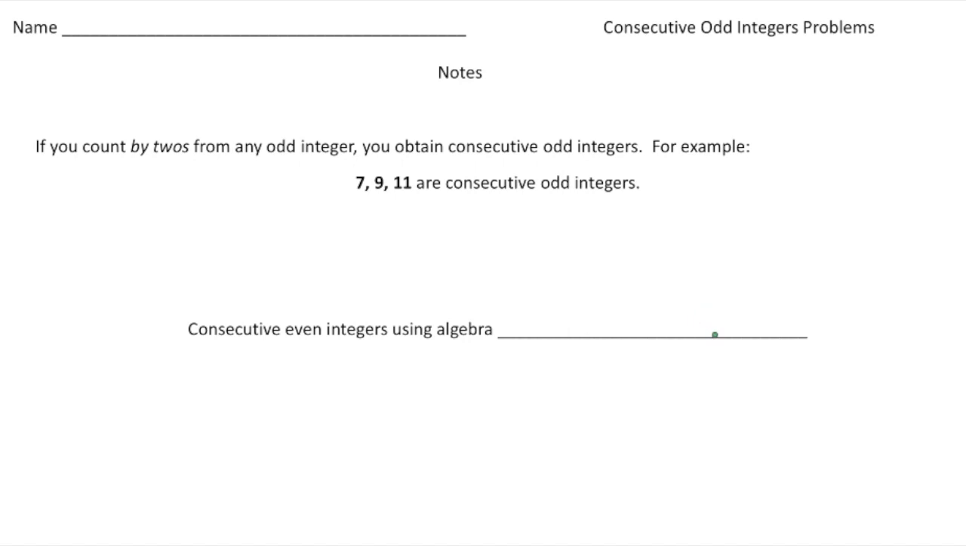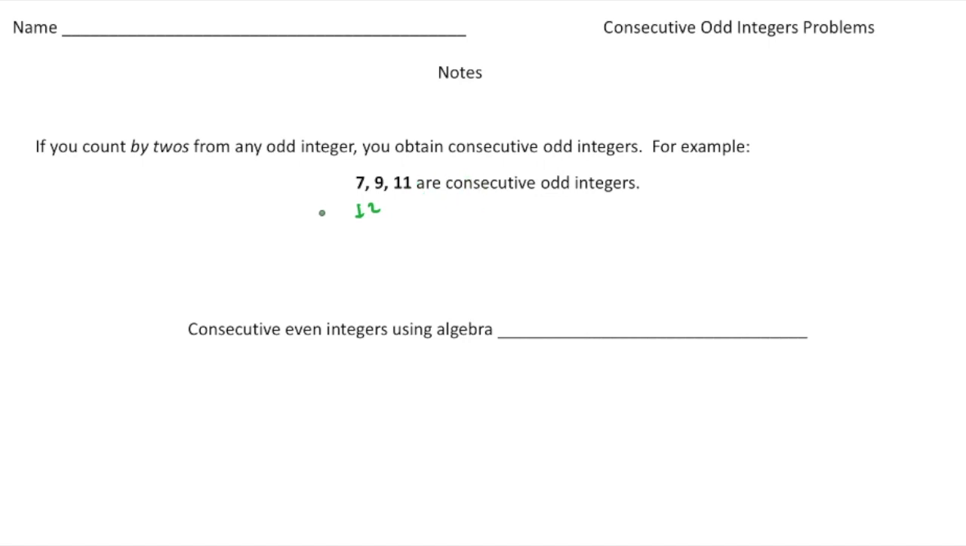Alright, so what do we mean by consecutive odd integers? Well, it says if you count by twos from any odd integer, you obtain consecutive odd integers. For example, 7, 9, 11 are consecutive odd integers. And this statement is true because if I add 2 to the 7, 7 plus 2 is 9. If I add 2 to the 9, 9 plus 2 gives you 11, and so on. If I wanted the next odd integer, I'd add 2 to it, and then make it 13, and then 15, and so on.